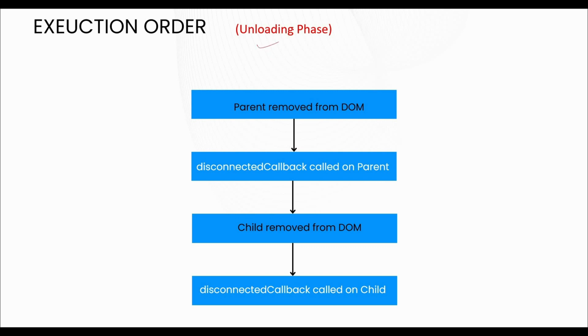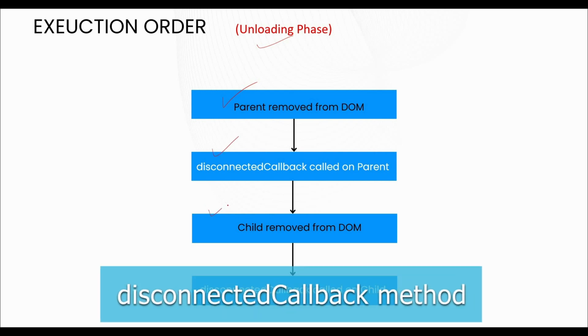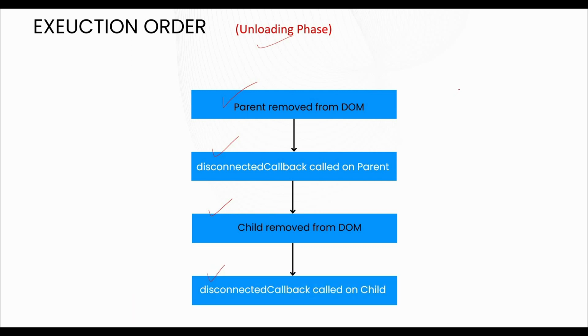Now if we talk about the unloading phase, I mean when a component is getting removed from the DOM, then first the parent component will get removed from the DOM and call the disconnectedCallback method for the parent, and then the child will be removed and call the disconnectedCallback method for that. Okay, so disconnectedCallback is also called from parent to child. I mean first the parent component's disconnectedCallback method is called, then the child's. Alright, now I think you have a fair understanding of the order in which these lifecycle hooks get called. So now let's move ahead and see all these hooks one by one in depth.